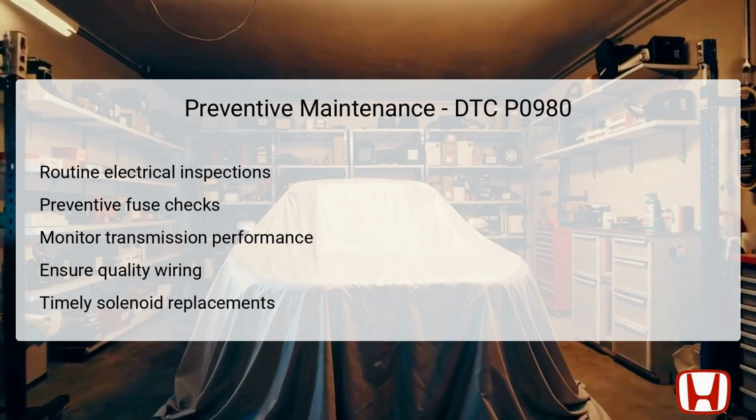Keep an eye on overall transmission performance. Any irregularities should be investigated immediately. Utilize high-quality wiring and connectors when repairs or replacements are necessary to ensure optimal functionality. Lastly, timely replacement of solenoids based on mileage or performance indicators can prevent unexpected failures and maintain the integrity of the transmission system.